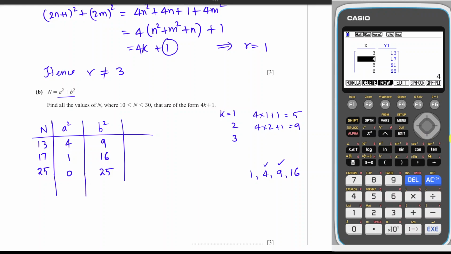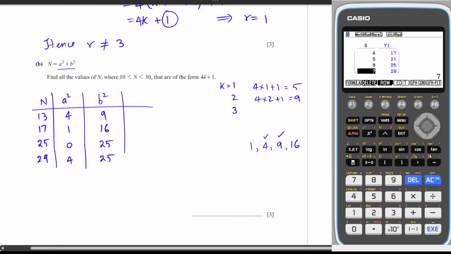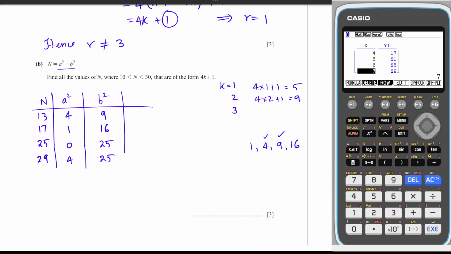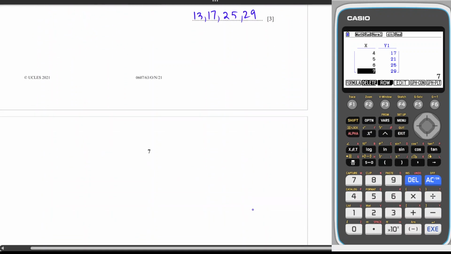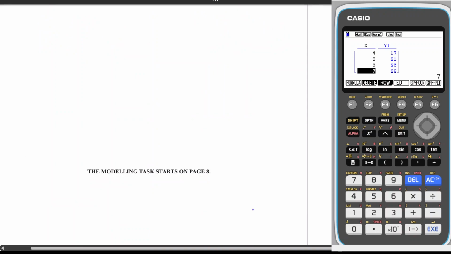And the next number is 29. Will 29 be possible? 1 and 28, 4 and 25, yes. So 29 is 4 and 25. And that's the last number. So find all values of n where we get it as a square plus b square. They are perfect squares and it's of the form 4k plus 1. So my numbers are 13, 17, 25 and 29. So this was the investigation part.